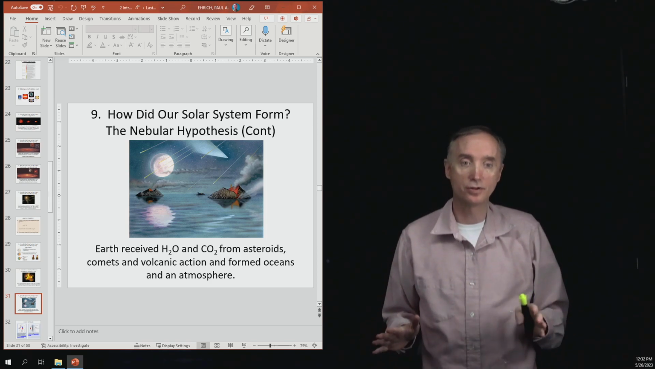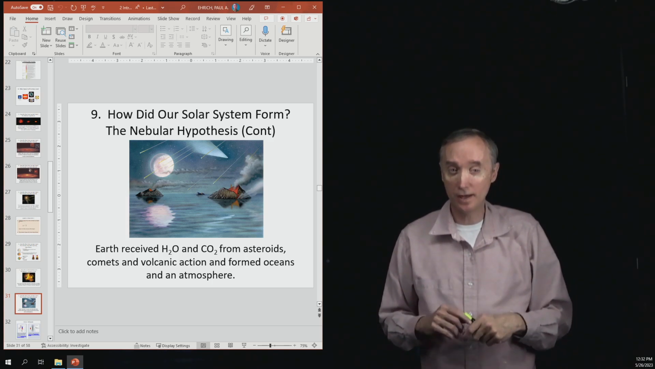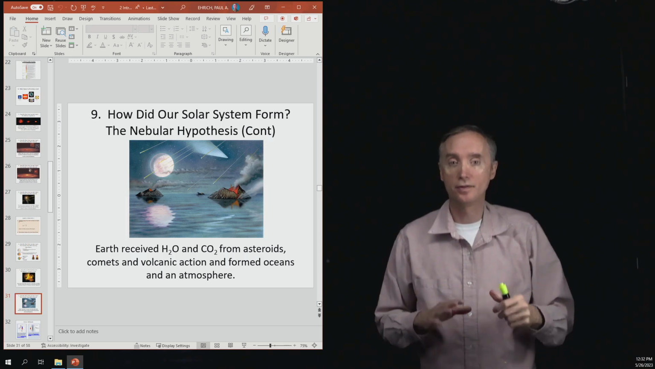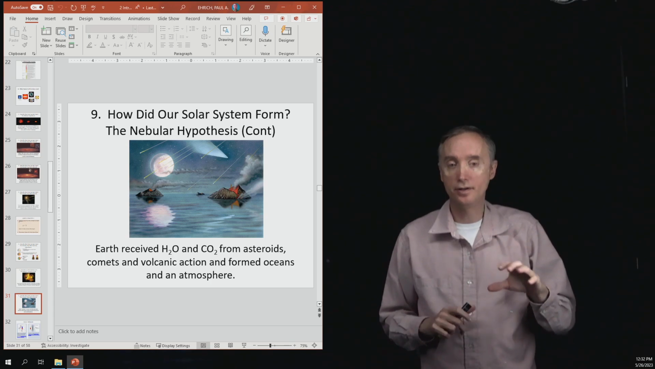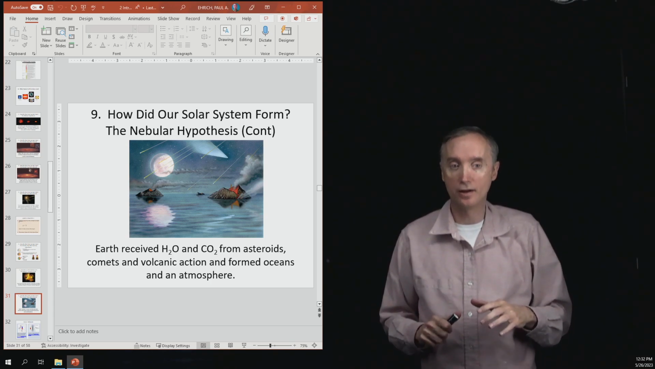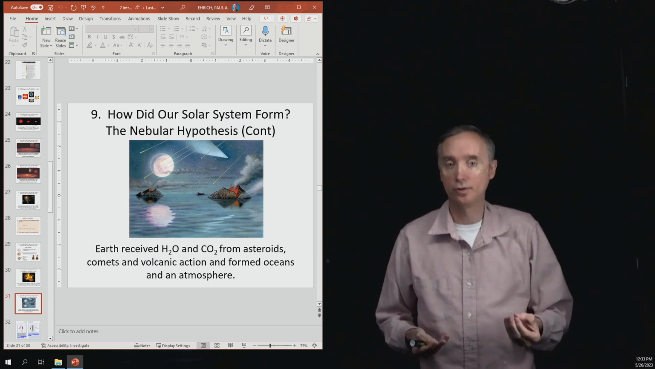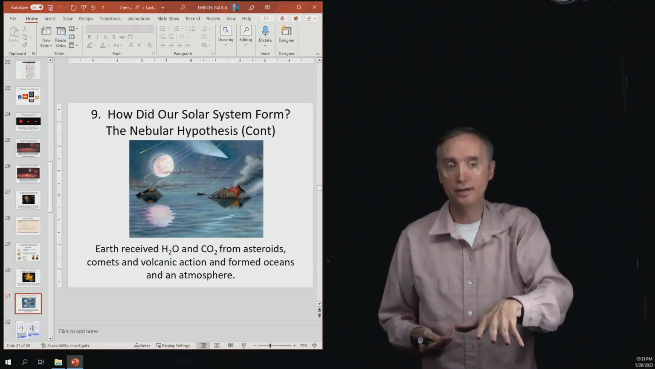Now there's no oxygen, so you would not be able to breathe on the surface of the Earth at this point, but the atmosphere is beginning to form. Now, as the water in the atmosphere begins to cool down, it starts to change from a gas to a liquid, and then it starts to rain down onto the surface.